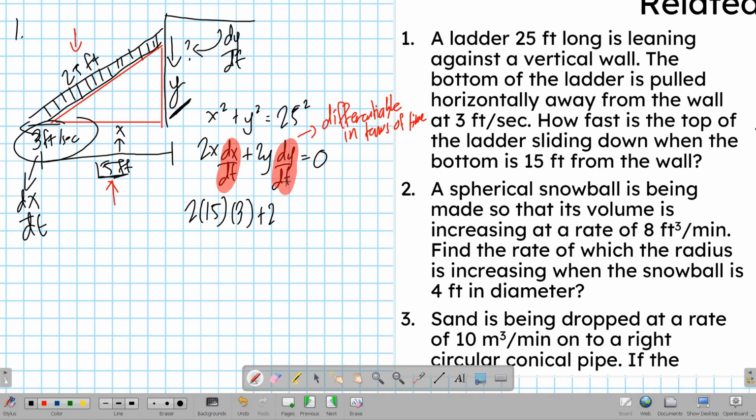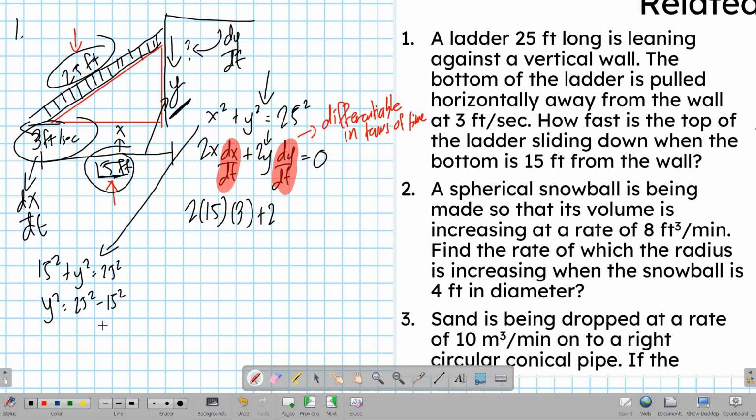But what we're solving is dy over dt, so it should be only dy over dt that we do not know. Hence, we should have a value of y. But as you're going to see here, we have 25 feet that's constant and we have 15 feet. So therefore, we can solve for y. So, if we solve first for y, we're going to have 15 squared plus y squared is equal to 25 squared. Y squared will be equal to 25 squared minus 15 squared.